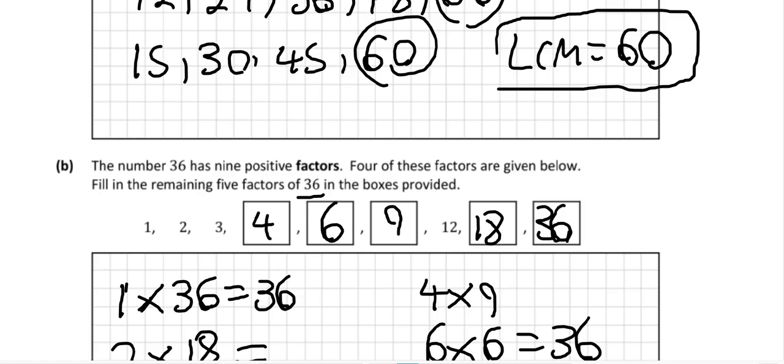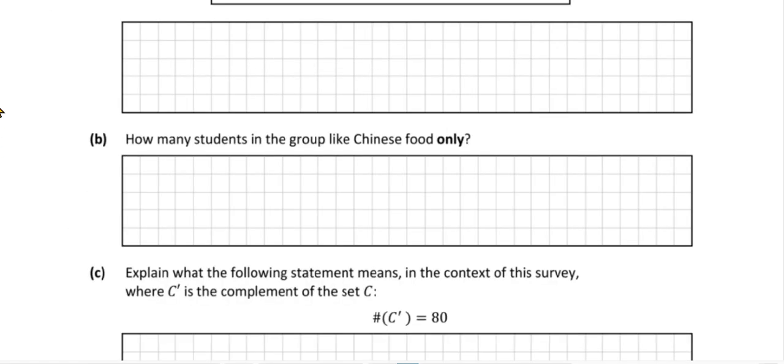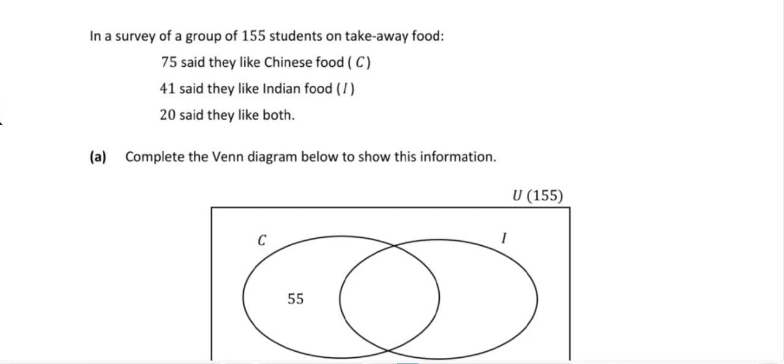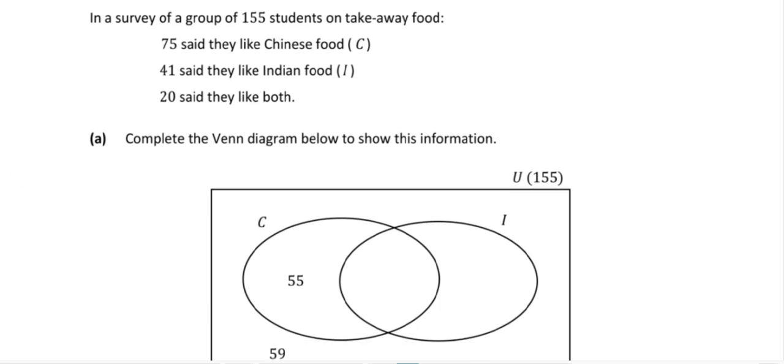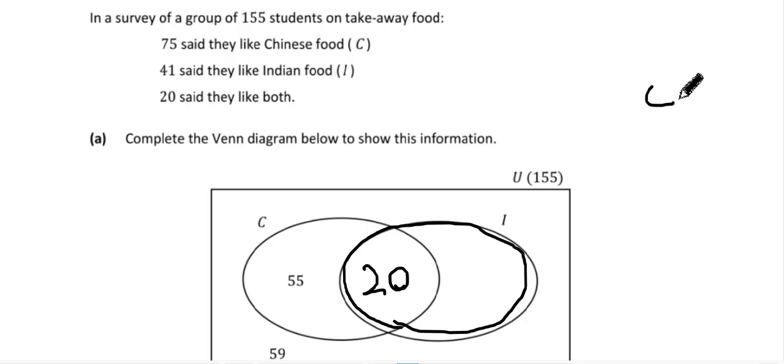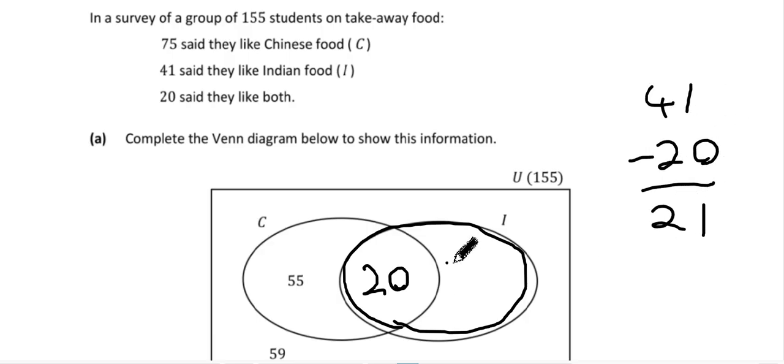Now, okay, next part. All right. You ready? Okay. 20 people said they like boats. That's 20 in the middle, isn't it? Now, how many people like Indian food? 21. The two of them have to add up to 41. So we're going to do 41 subtract 20. And we get 21. Are you all okay with that?